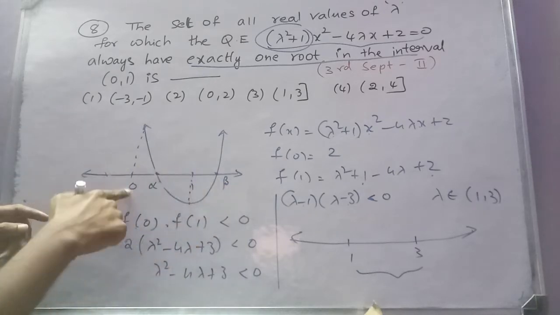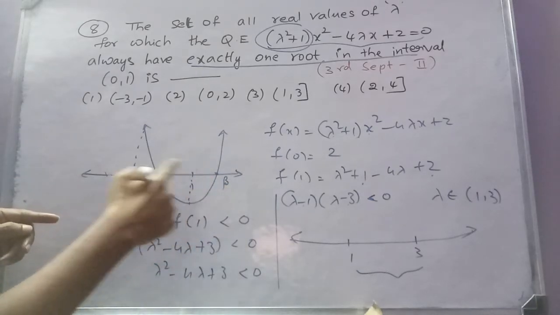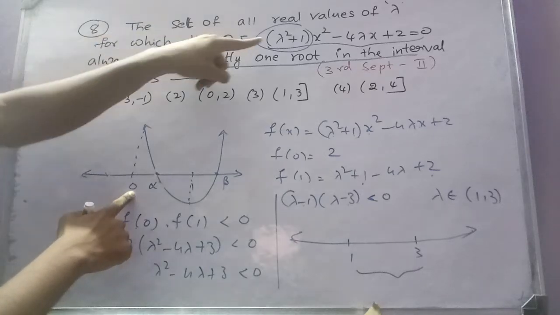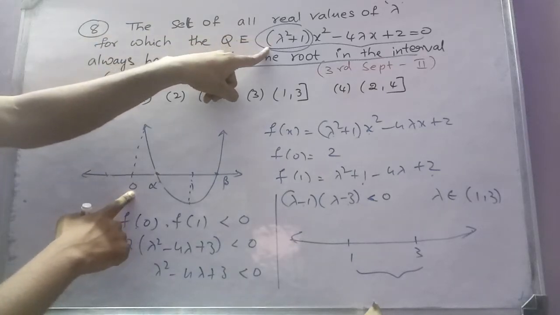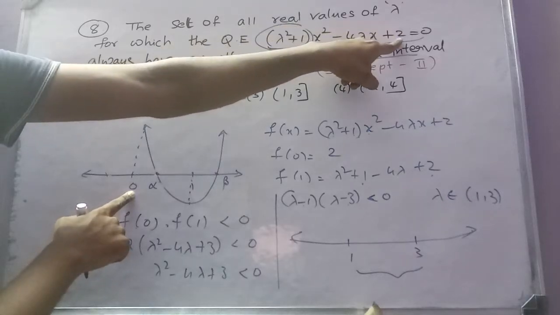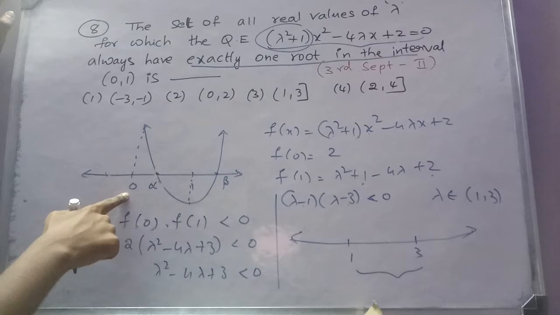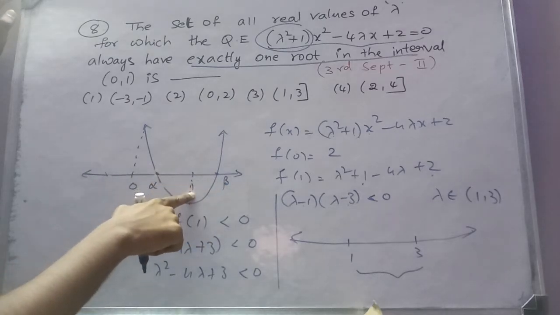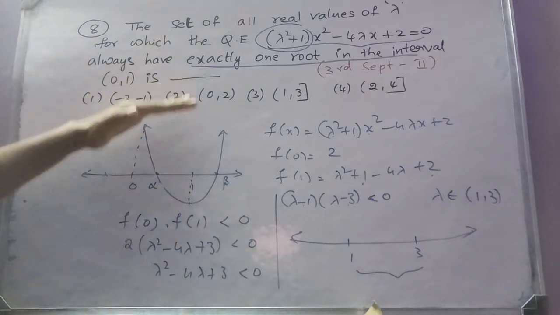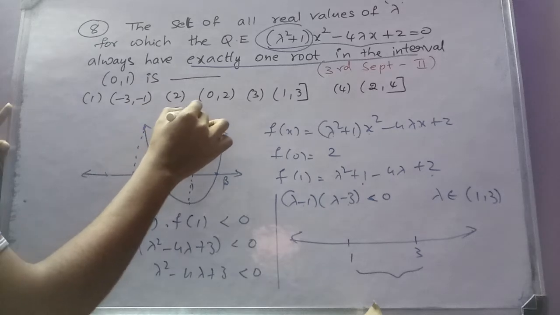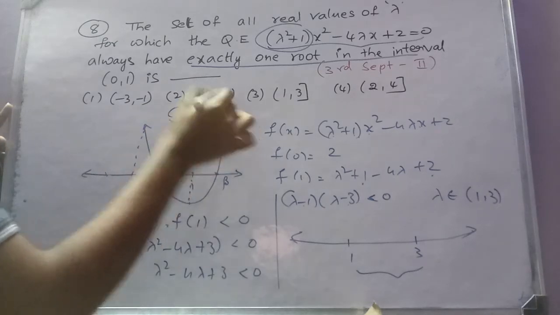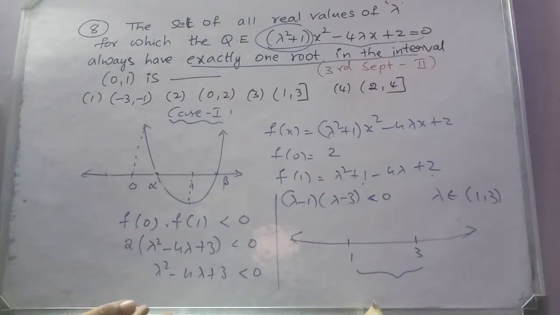And moreover, beta can be 0 also. But according to the quadratic equation, beta cannot be 0. The root cannot be 0 because we have a constant term. So beta cannot be 0 and beta can be equal to 1. If I consider this entire solution as case 1, what is case 2? Beta can be equal to 1.